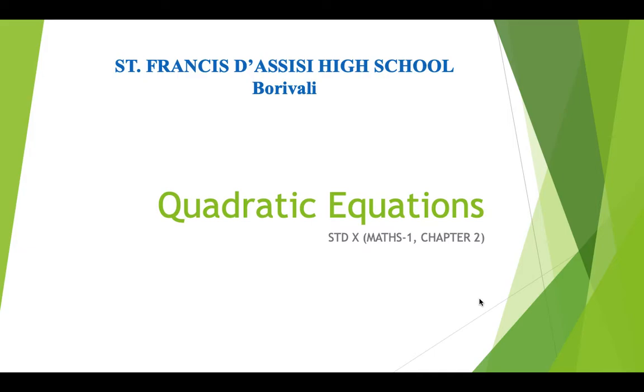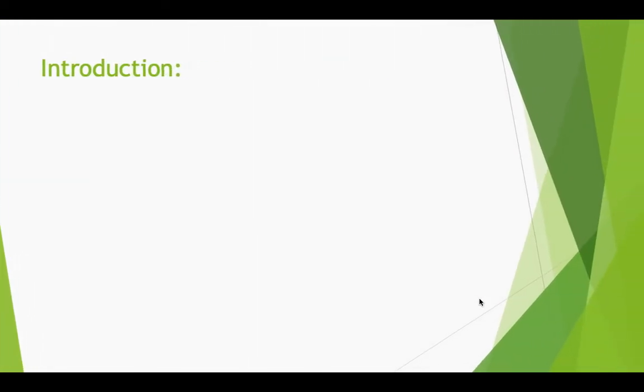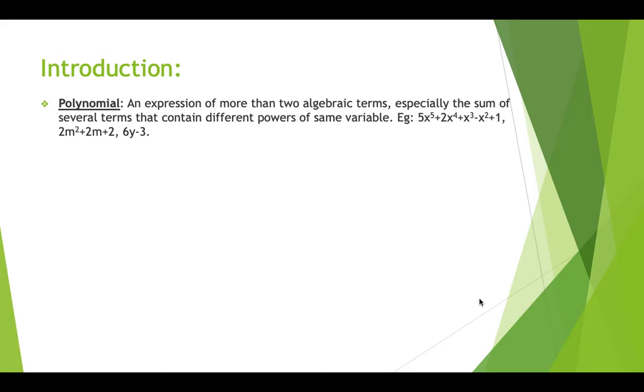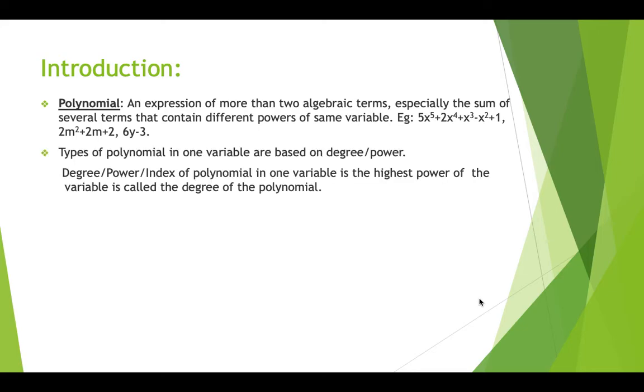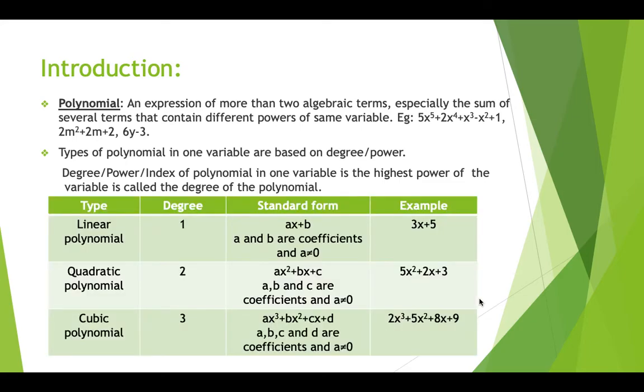Before moving on to what are quadratic equations, let us see what are polynomials. So, a polynomial is a form of algebraic expression which is a sum of many terms and it consists of one variable. The type of polynomial is determined by the power or index or degree of the polynomial. So there are three types of polynomials, that is linear polynomial, quadratic polynomial and cubic polynomial.